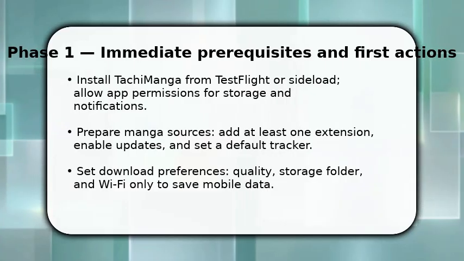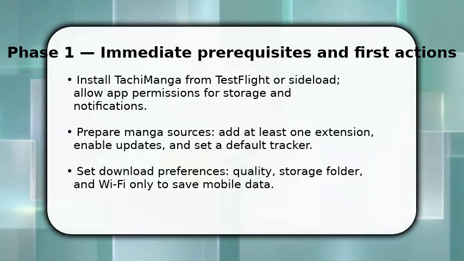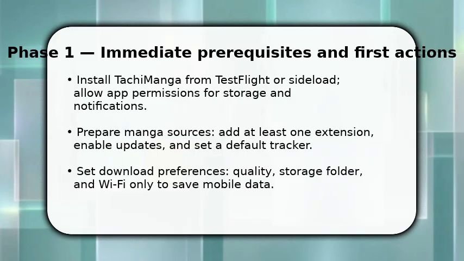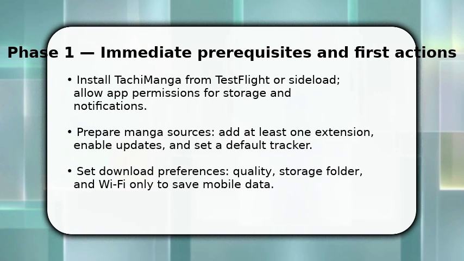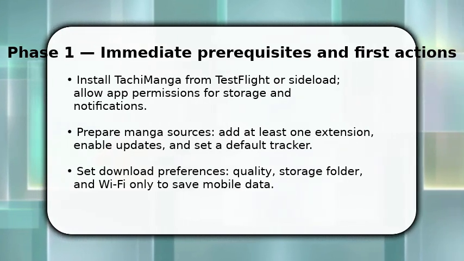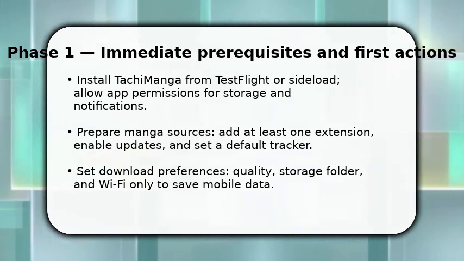Next, add a source extension and enable it. This is how the app finds manga. Finally, set download quality and storage location, and toggle Wi-Fi only to avoid using mobile data while fetching chapters.